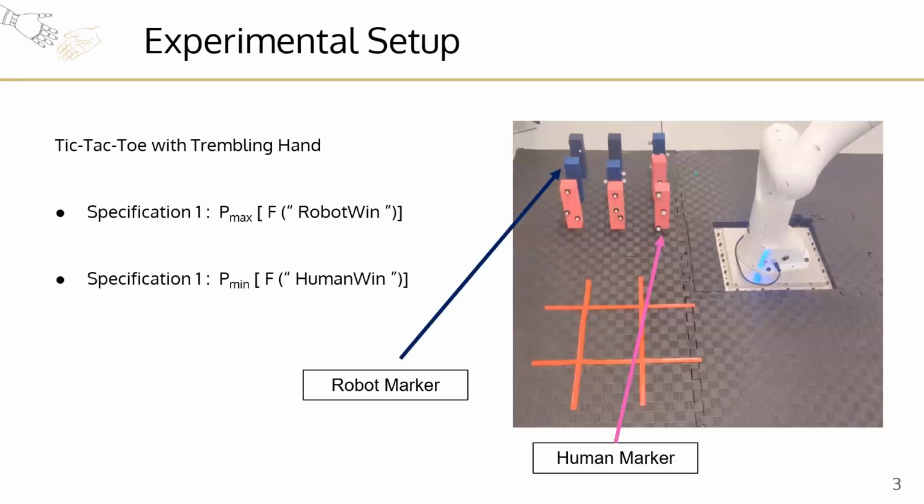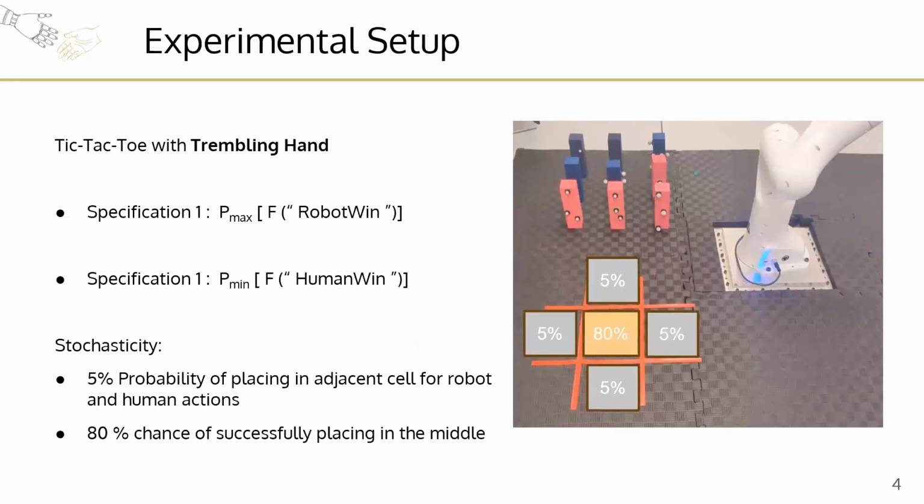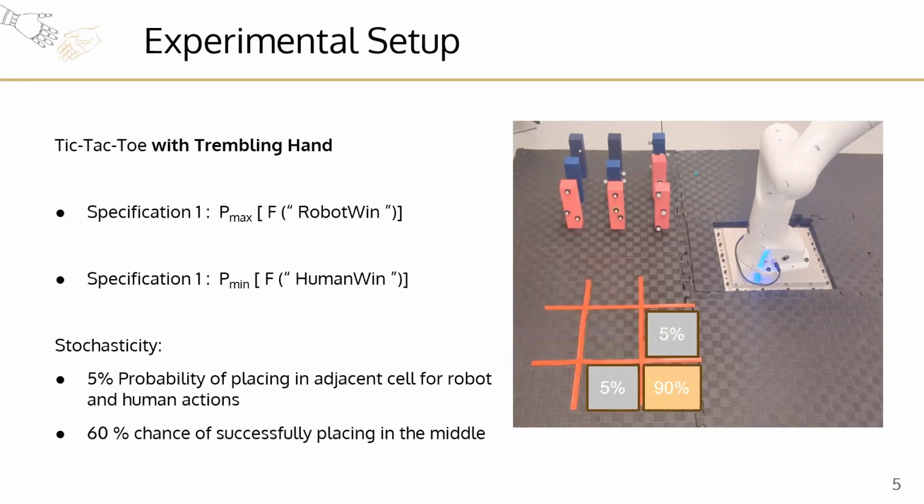For our experiment, we consider two specifications, one where the robot is trying to maximize its probability of success, and the second specification is to minimize the human's probability of success. Further, there is a 5% probability of failure for each player. Note that the player cannot misplace the markers in an already occupied location or outside of the cells. We consider three scenarios for each specification. First, without any uncertainty for both players. Next, uncertainty for either the robot or the human player.